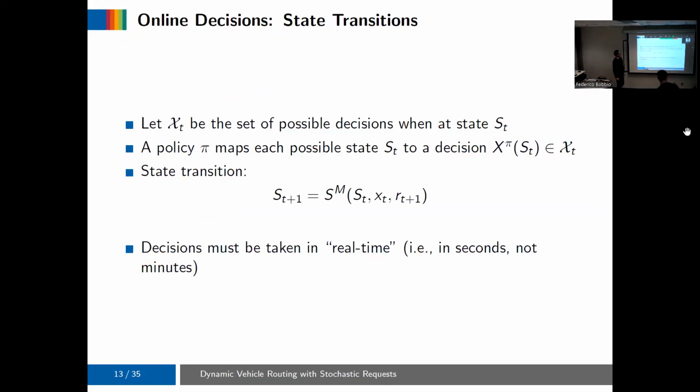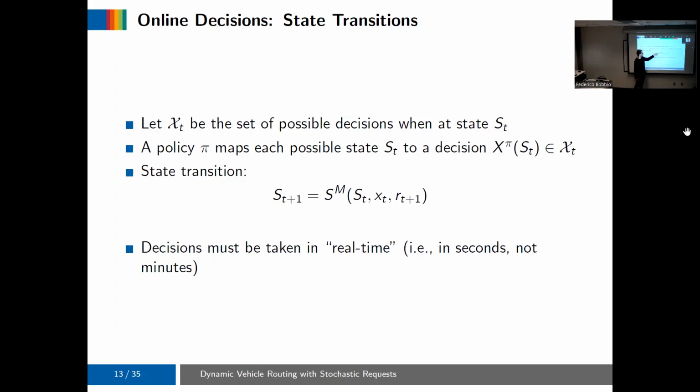So for the state transitions, at the moment that you are at state S_t, you have a set of possible decisions X_t. And a policy is nothing more than an algorithm or a function or a mapping or a table or whatever that maps the state to a decision within the set of possible decisions. Once you make a decision, you're going to transition to another state, and you have this transition function. I'm basically using Powell's notation for representing this sequential problem.